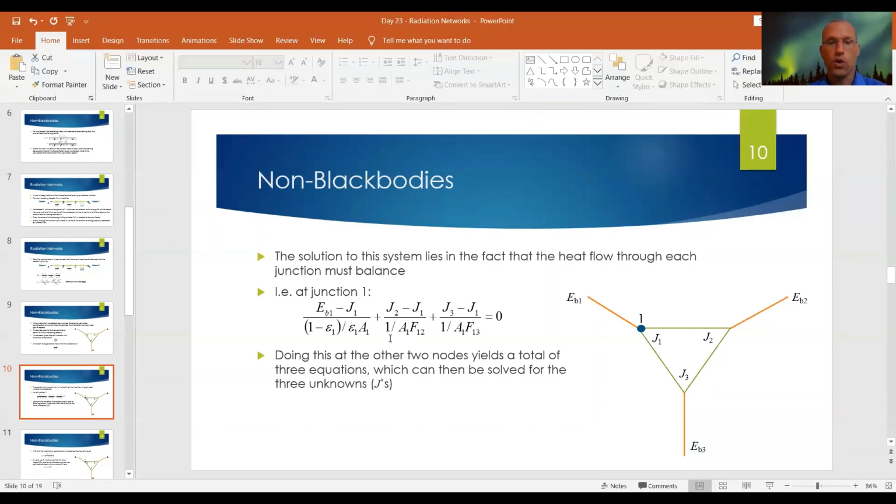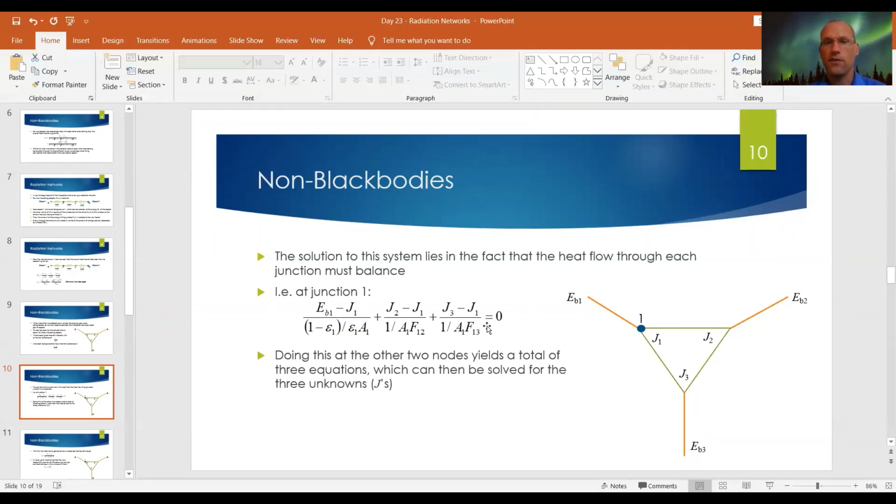J2 minus J1 over 1 over A1 F12. That is this green line up here. And J3 minus J1 over 1 over A1 F13. That's this line here. So again, the way I've set this up is I've basically said everything is going either into or out of J1. So I have J1 at the end of each of these. So basically I've said everything coming in has to all add up to 0. So all three things come in, adds up to 0. You can look at it as stuff coming in, stuff coming out. Then have stuff coming in on one side equals stuff going out on the other side.